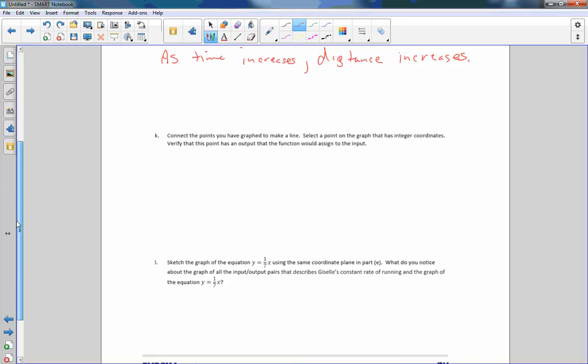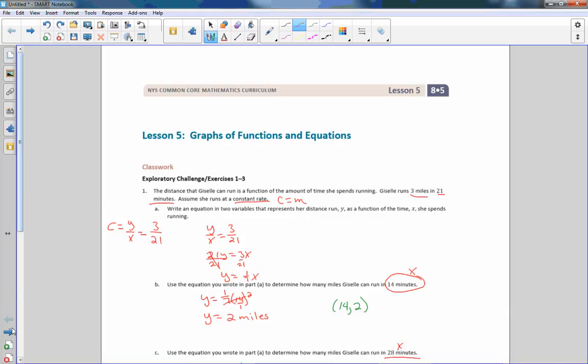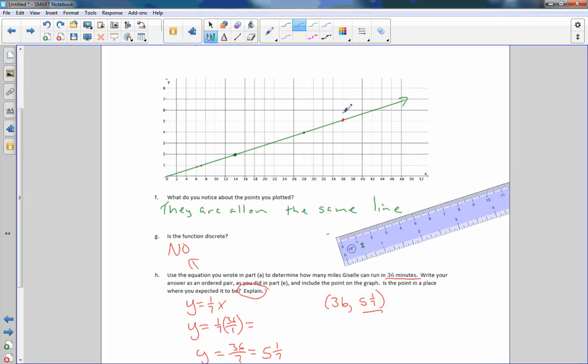Okay? And K. Connect the points you have graphed to make a line. Select a point on the graph that has integer coordinates. Verify that that point has an output the function would assign to the input. So I'm going to write y equals 1 over 7 x. That's my equation. I'm going to go back, and I kind of got ahead of myself. I drew a line right away because we've been doing it. And they said to find an integer value. So there's one right here. That's the corner of a grid. And that is the point 42, 6.